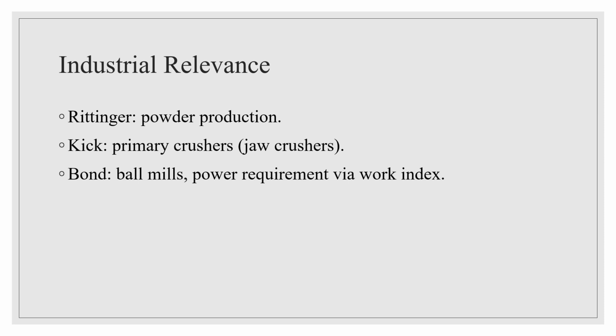Now, industrial relevance. Rittinger's law is very useful when we require a product in powder form, so at that moment we use Rittinger's law. Kick's law is mostly applied for primary crushers like the jaw crusher, and Bond's law is mainly used for secondary crushers such as ball mills, or for power requirement via work index. So these are the industrial relevance of these crushing laws.